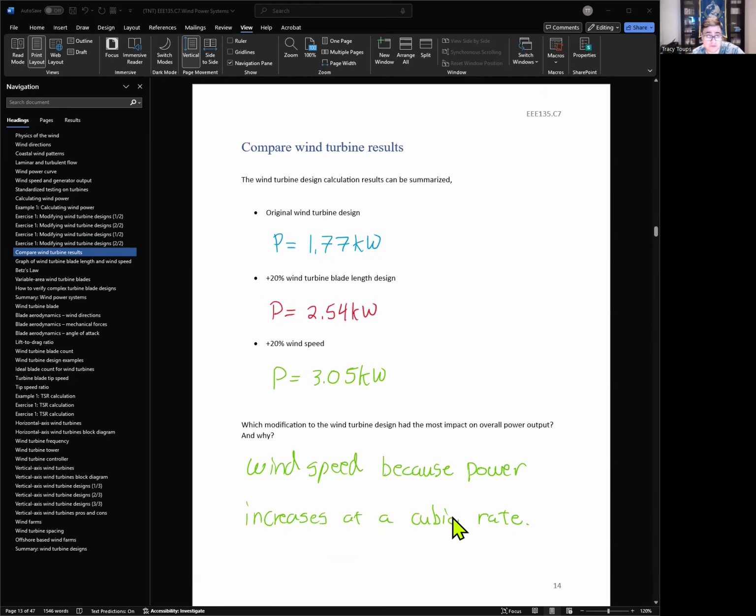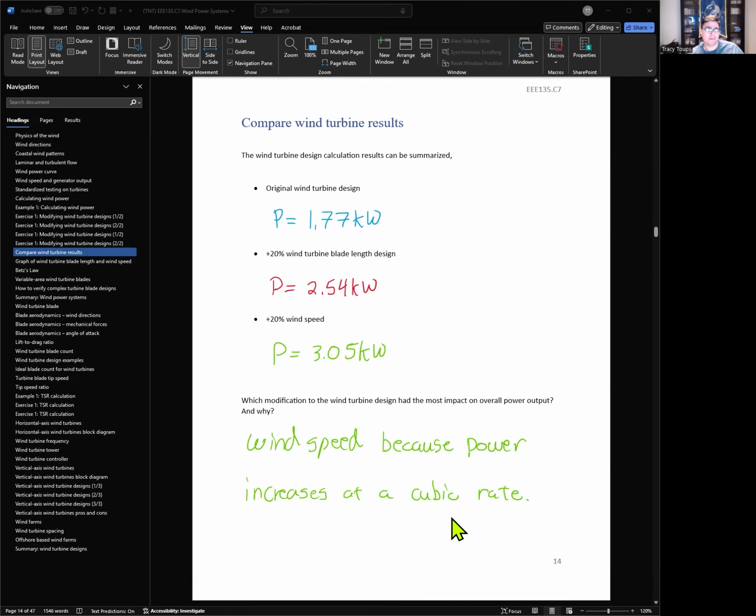Now let's do some comparison. What are the results? The original wind turbine design was 1.77 kW. With a 20% increase in blade length, we got 2.54 kW. Or if we increase the wind speed by 20%, we get 3.05 kW. So which modification to the wind turbine design had the most impact on overall power output, and why? Obviously, bigger number is better: wind speed.